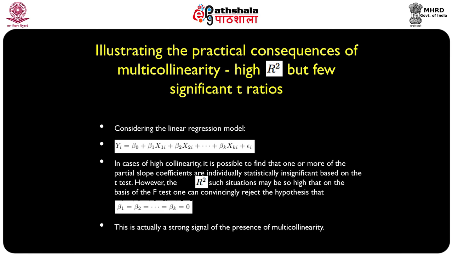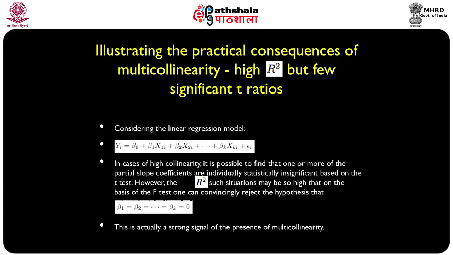And the next practical consequence of multicollinearity is high values of R square but very few significant t ratios. Let us consider the linear regression model yi equals beta naught plus beta 1 x1i plus beta 2 x2i plus beta k xki plus epsilon i. In cases of high collinearity, it is possible to find that one or more of the partial slope coefficients are individually statistically insignificant based on the t-test.